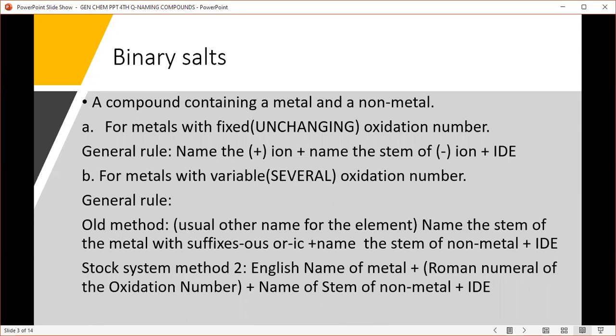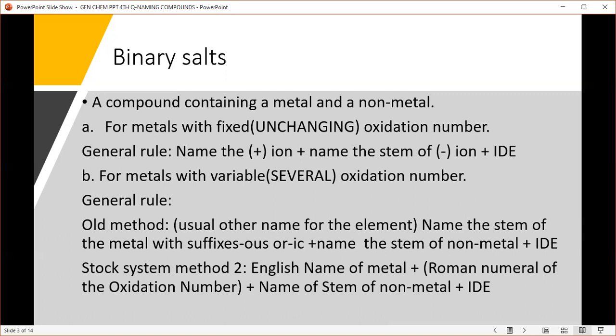Okay, so for metals with fixed or unchanging oxidation numbers, what you need to remember again is you have to be guided by your periodic table of elements in order to determine whether that specific metal in binary compounds has a fixed or unchanging oxidation number, meaning it has only one oxidation number. For example, we have here beryllium. Beryllium is a metal. It has only a positive 2 oxidation number. And that is what we mean when we say unchanging or fixed oxidation number.